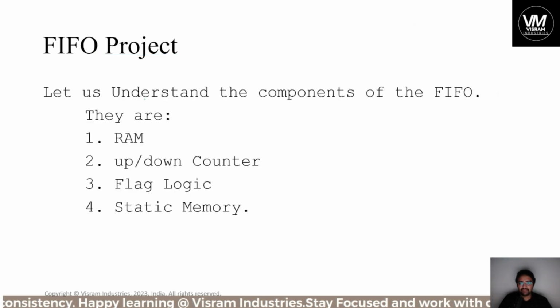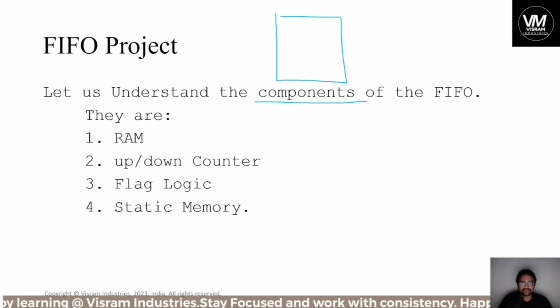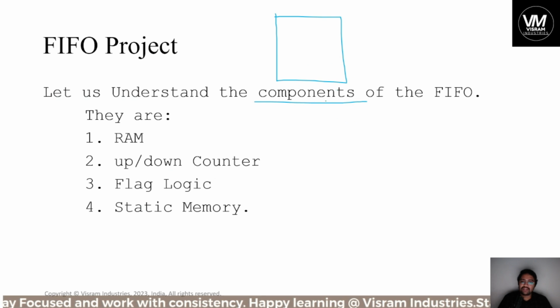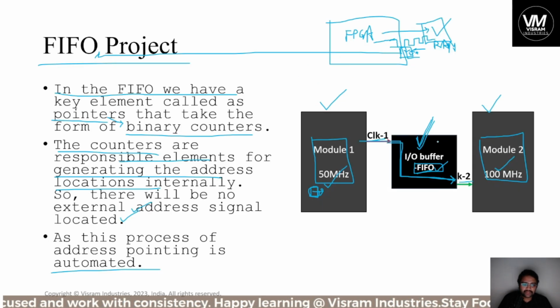Let us go to the components of FIFO. As we have discussed just now, you are connecting these two modules with an IO buffer called FIFO. But inside the IO buffer, if you look at this FIFO, what are the components inside it? How is this FIFO design, this black box, operated?